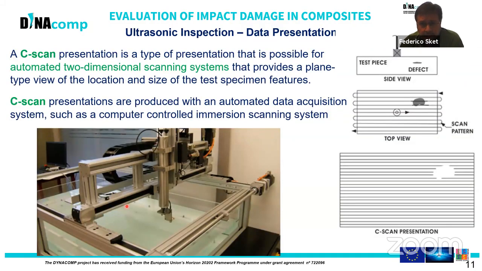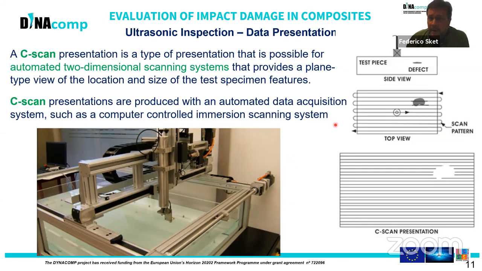A C-scan presentation is possible for an automated two-dimensional scanning system that provides a plane-type view of the location and size of the test specimen features. The C-scan presentations are produced with an automated data acquisition system, such as a computer-controlled immersion scanning system, which is shown here in this picture.